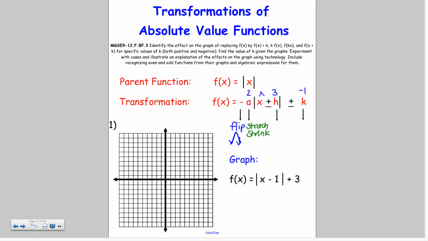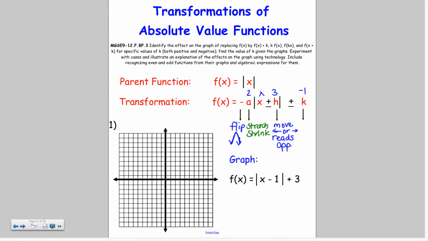Now, if I have something on the inside of the absolute sign with x, for instance, even if I have something in parentheses, and we've talked about this before, so it should refresh your memory once I say it. But if it's on the inside, it's going to move my graph left or right. And it's going to read the opposite of what it says. So it reads opposite.